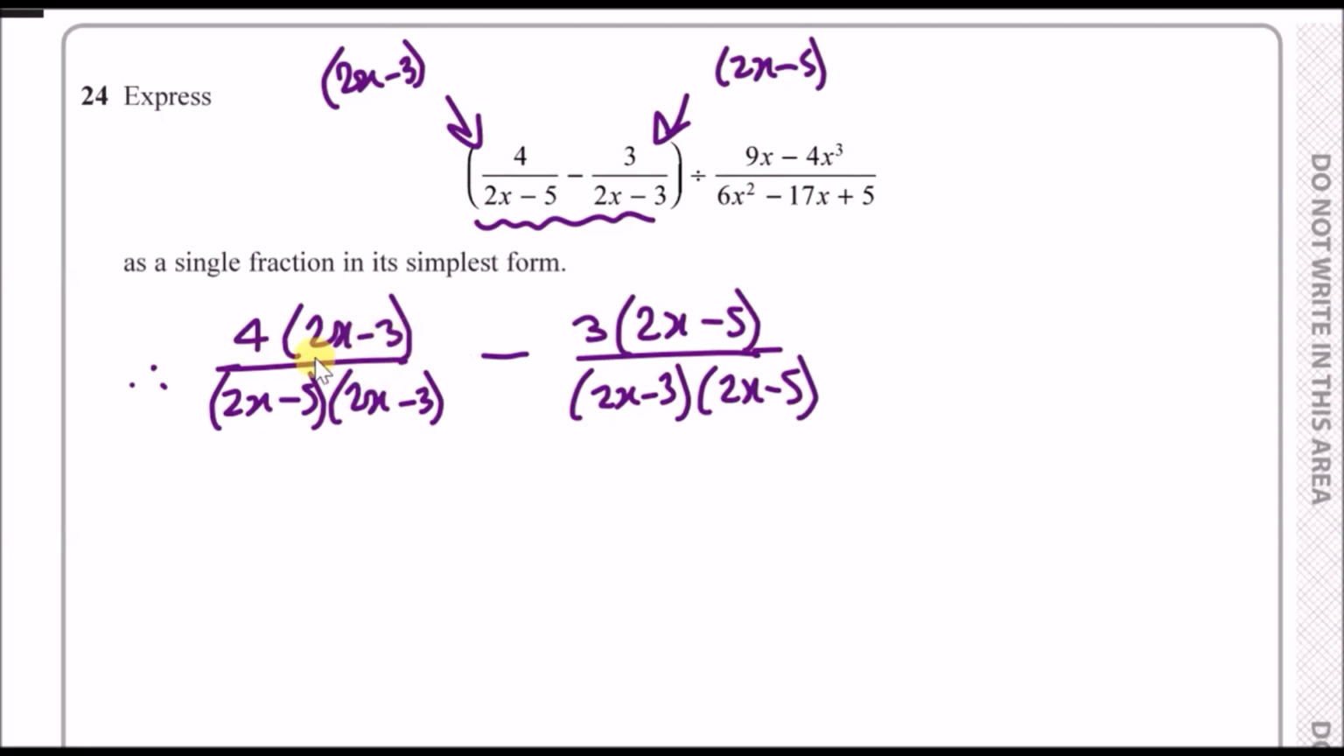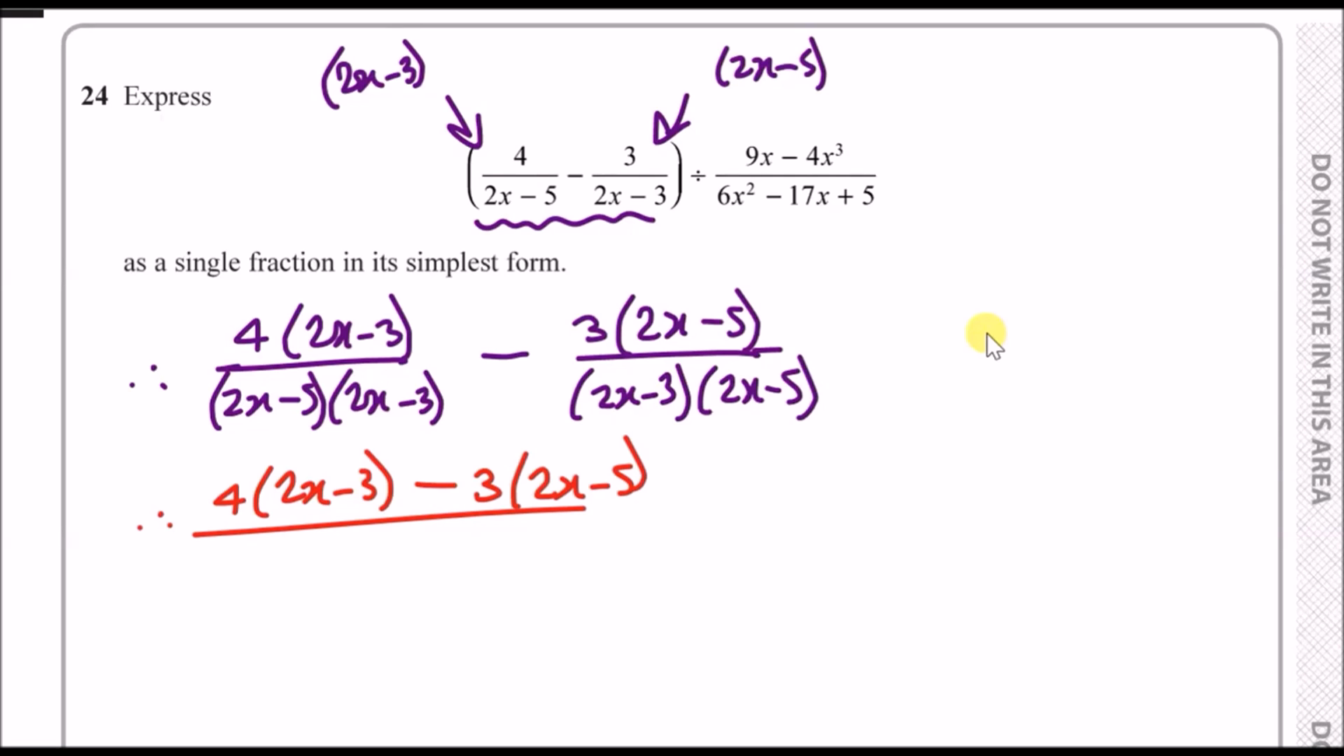So now, because they've got common denominators, you can literally connect the top lines. So this means we've got 4 times this, subtract those lot, yeah? So I'm just going to do it in one line. So we've got 4 times 2x minus 3, subtract 3 times 2x minus 5, and all over the common denominator of 2x minus 3 and 2x minus 5.